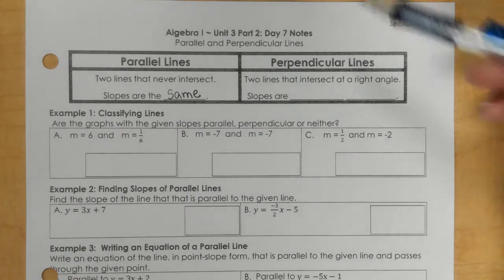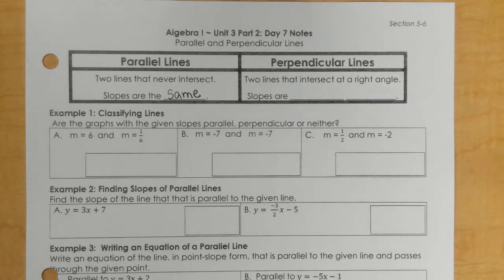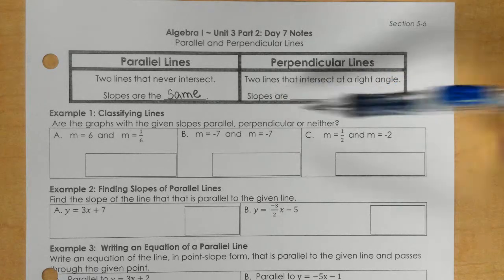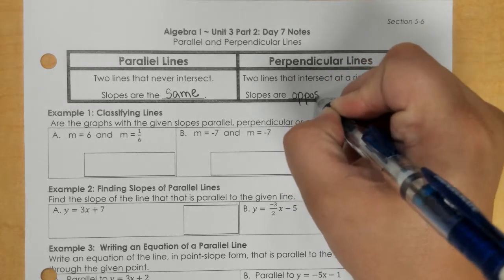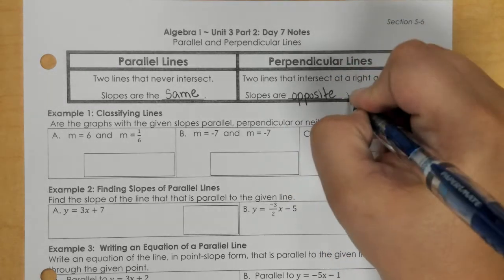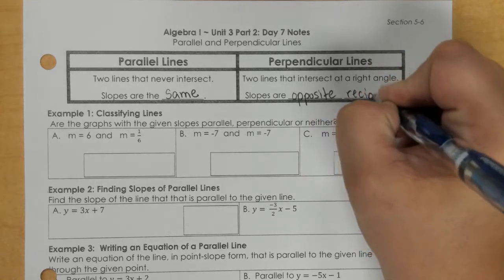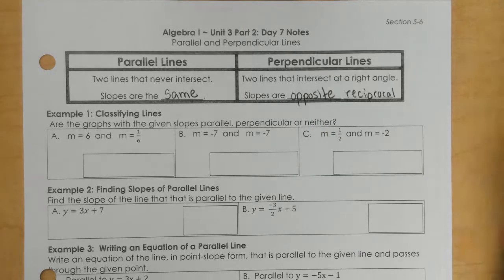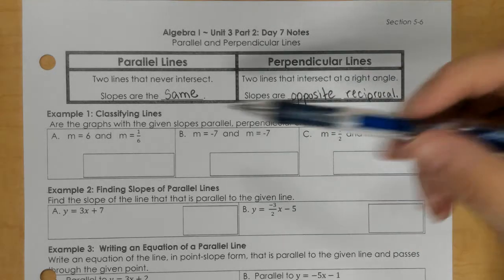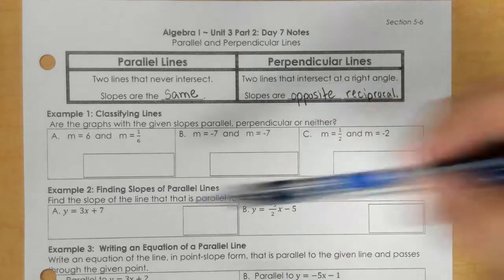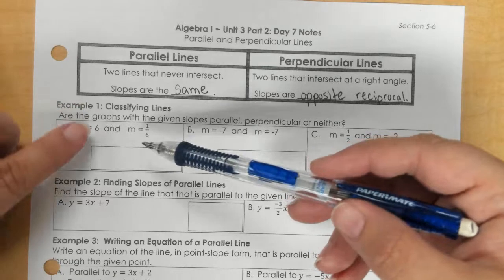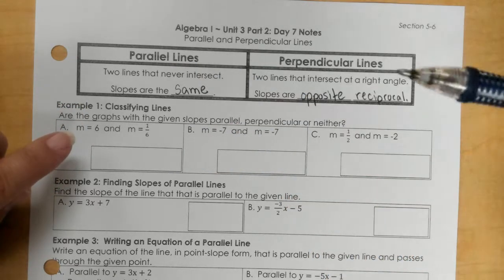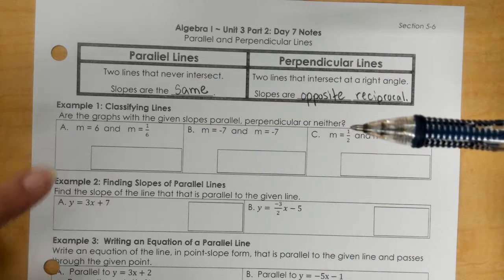For perpendicular, it says two lines that intersect at a right angle. So slopes have an opposite reciprocal. So just to practice this skill here, we have example 1. So we compare the two slopes and we decide, are they parallel, are they perpendicular, or are they neither.